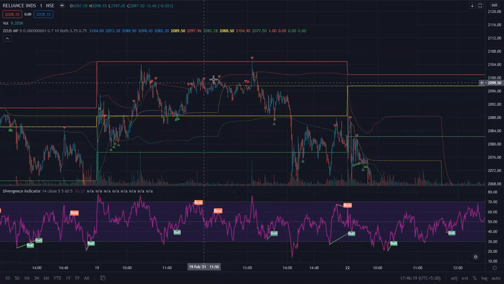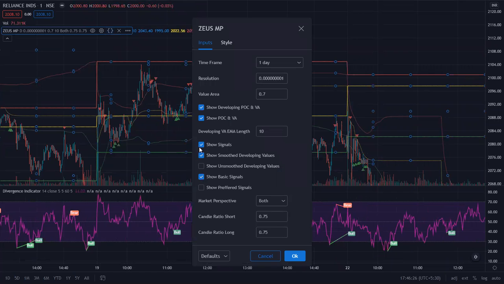It will give you the access to a very powerful tool of market profile. Even just, like, let's just forget the signals even exist.